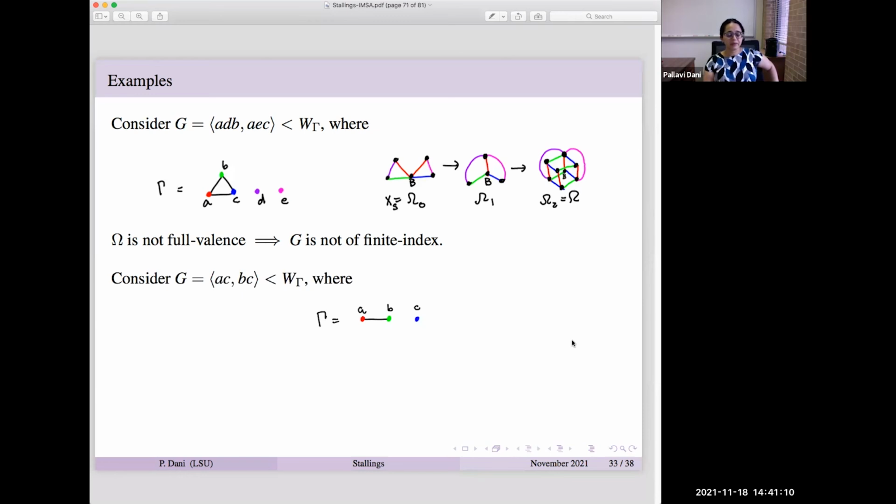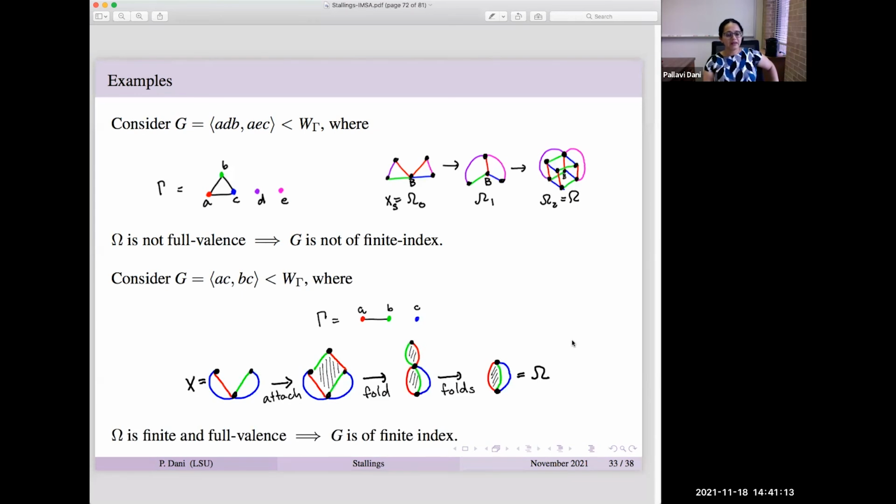Whereas here's a new example. That's my graph, and here's a subgroup associated to it, generated by AC and BC. So you start with this, you do this procedure of folds and attaching cubes, and you end up with something like this. In this case, the end result has two vertices, and they all have all three generators coming out. And so it does have full valence, so it is finite index. Those are the two examples of things that could happen. As you can see, it's very easy to detect the index.